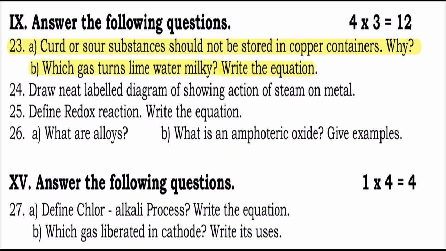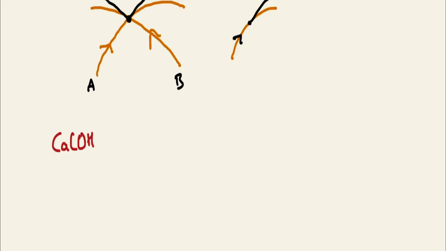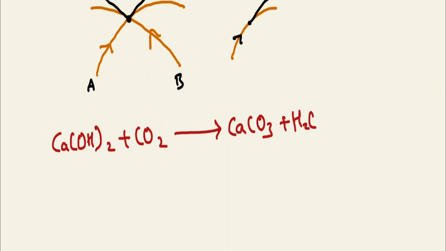Which gas turns lime water milky? Write the equation. The gas that turns lime water milky is carbon dioxide. Okay, CO2 turns lime water milky. And the equation is Ca(OH)2 plus CO2 gives rise to CaCO3 plus H2O. Calcium hydroxide reacts with carbon dioxide and it will give us calcium carbonate plus water.